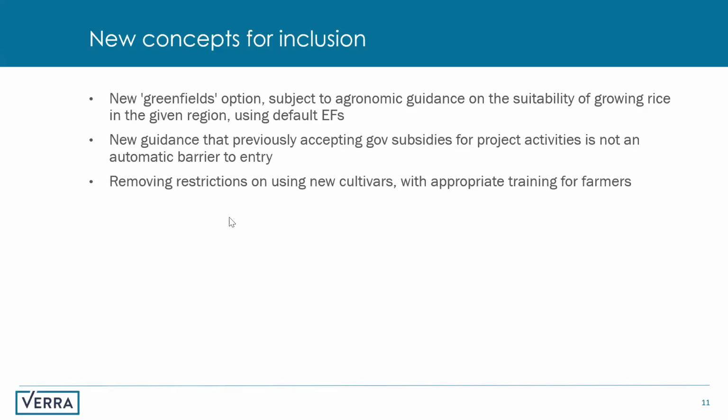The next point, new guidance that previously accepting government subsidies for project activities is not an automatic barrier to entry. We've had several stakeholders we've engaged with in this process point to existing government support programs and essentially say, look, these have not been as effective as we would hope. So we're still hoping to have VCS incentives to drive these types of practice adoption. So we're looking at providing guidance to specifically address that.